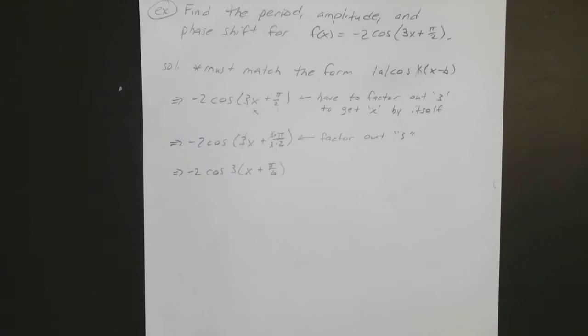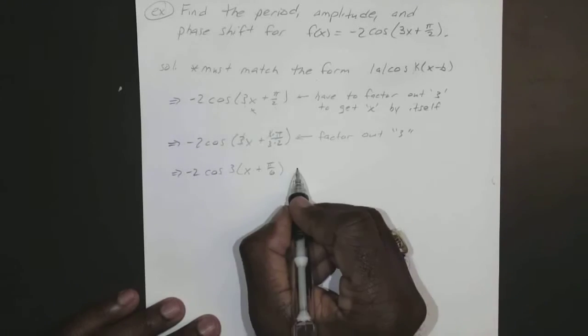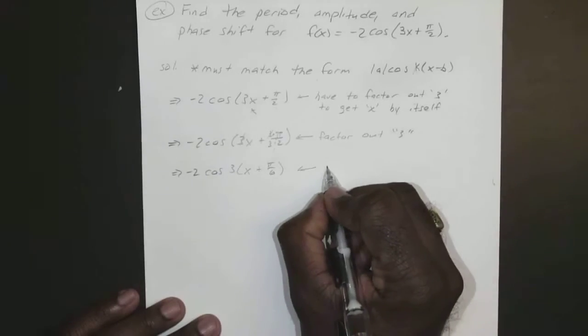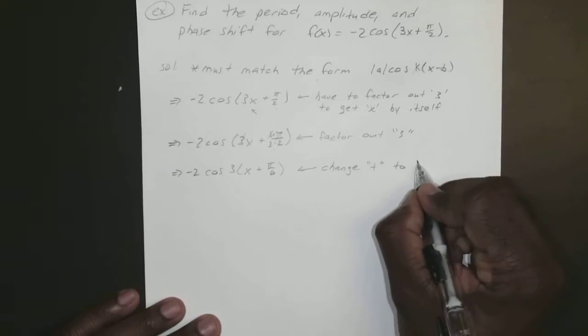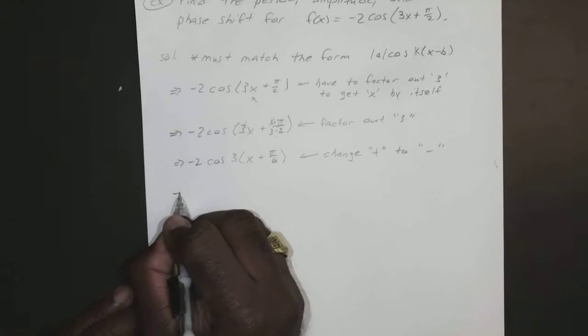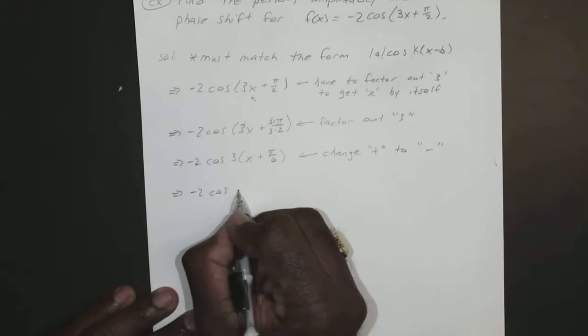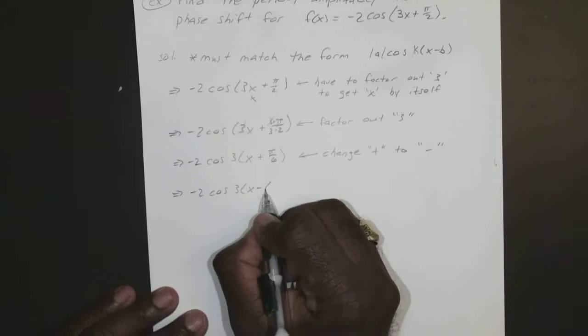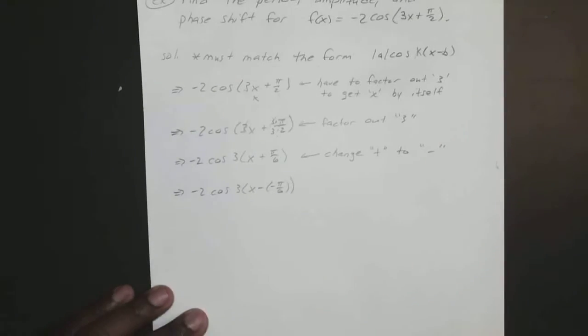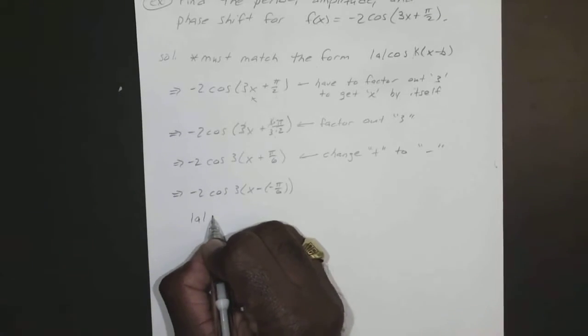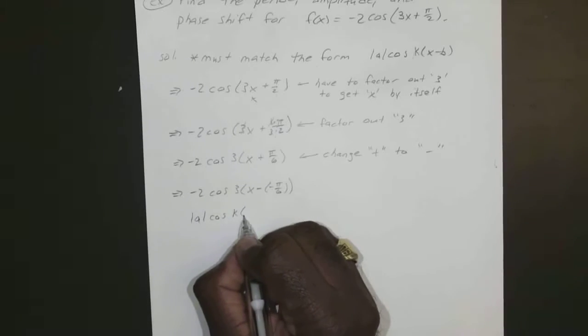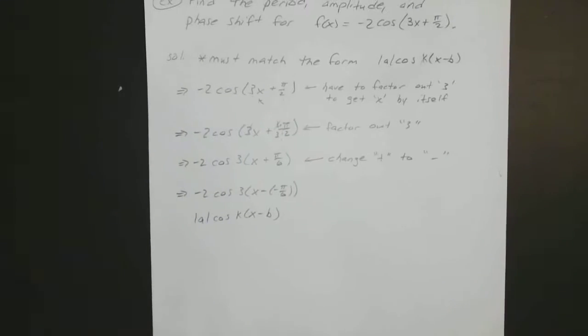The only thing we have to change now is that minus sign. So we have to change the plus to minus. Okay, so once again, we have that negative 2 cosine of 3x minus negative pi over 6. Okay, and that matches our formula of absolute value of A cosine of Kx minus B. Okay, so now we can find our phase shift and amplitude and period.